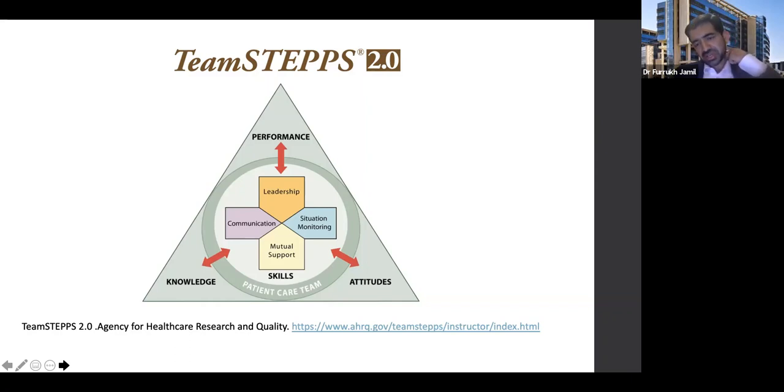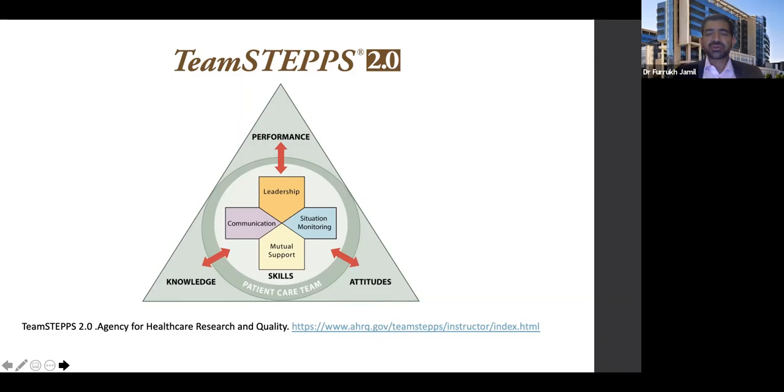So TeamSTEPPS is an evidence-based model. It is based on 30 years of experience in patient safety. Again, we don't have time to underpin all the evidence. If anybody is interested, you can contact me personally and I can signpost all the references and the evidence, but we're just going to briefly underpin the elements.